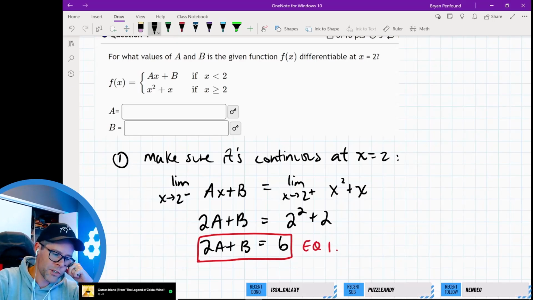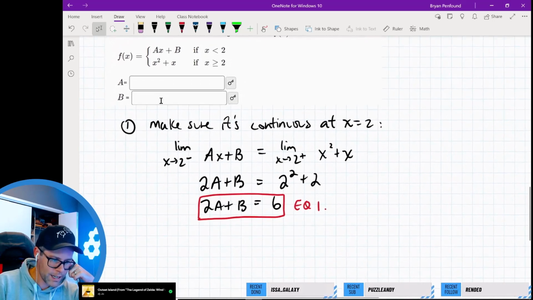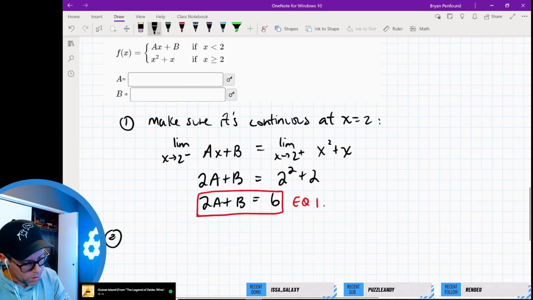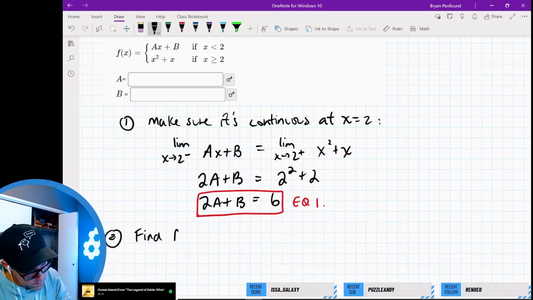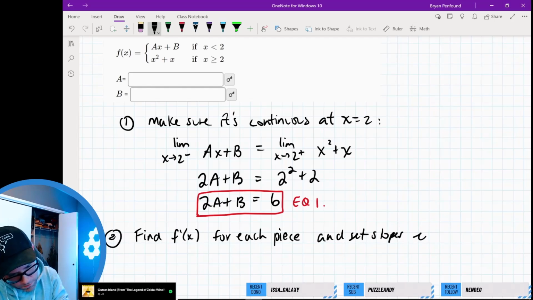Now, could we also differentiate this piece by piece? Like I could find the derivative of the top piece and the derivative of the bottom piece. And I think the idea is we need those slope numbers to be equal. So if I want this to be differentiable at 2, I better make sure those slopes are the same. So find f prime for each piece and set slopes equal to each other.